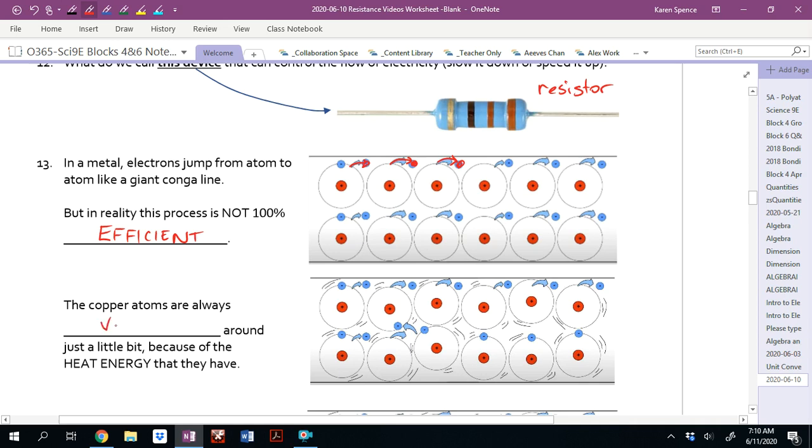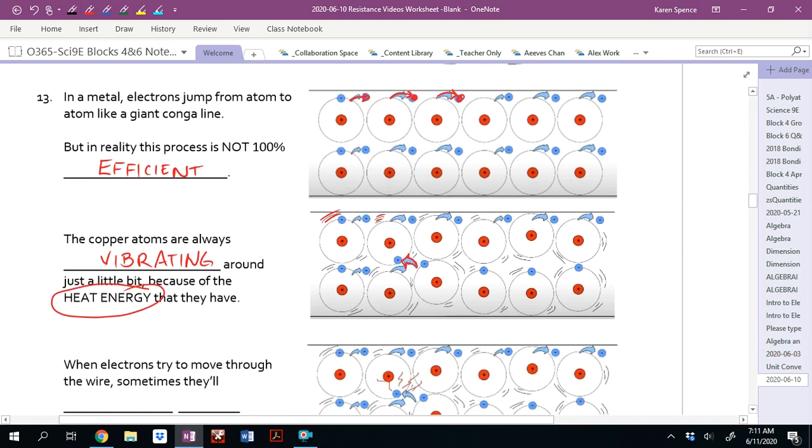Okay, and the copper atoms in the wire are always vibrating around just a little bit, and you can see the vibrations here. And what will happen because of that is maybe an electron will get kicked this way every once in a while. And so you're not always going to have those electrons moving in a single direction just because they're getting moved around by the jostling of the copper atoms. And that's because the copper atoms have heat energy. Heat energy is just the motion of atoms within a substance.